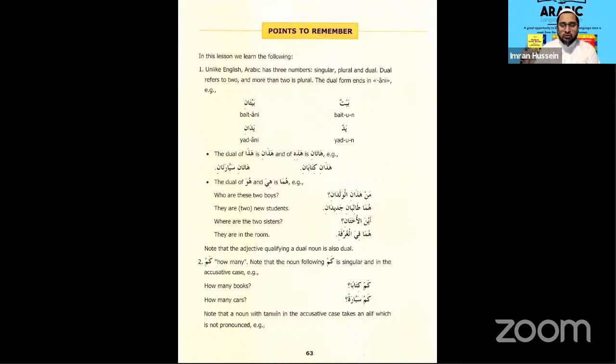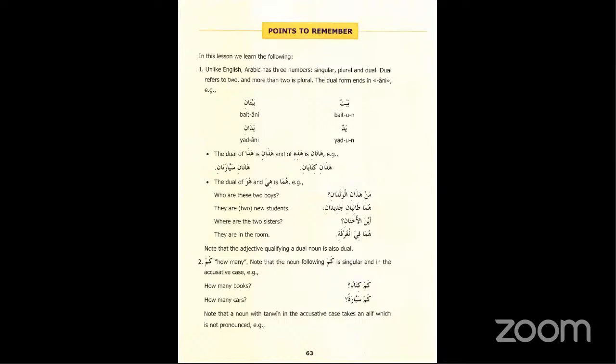So the word kam is used if you're asking the price of a particular thing. The noun which comes after kam comes in the singular form, but the singular form indicates plural, and it's always mansub. So kam kitaban, how many books? Kam sayyaratan, how many cars? Bismillah, sister. So kam, how many?